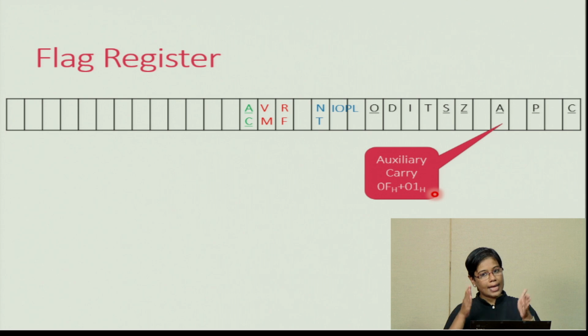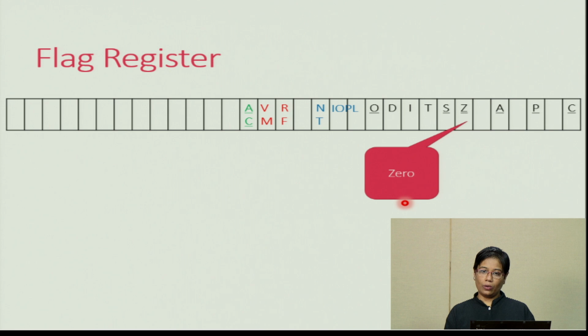Auxiliary carry flag has significance only when we are talking about 8-bit data, and it indicates that whenever you are adding the lower nibble of this 8-bit data, if you get a carry, the auxiliary carry flag is going to be set. So for example, here F plus 1 in the lower nibble would definitely result in an auxiliary carry flag being set.